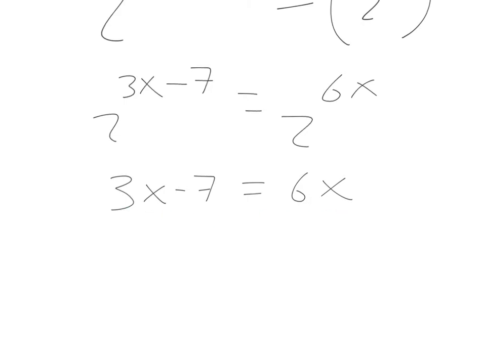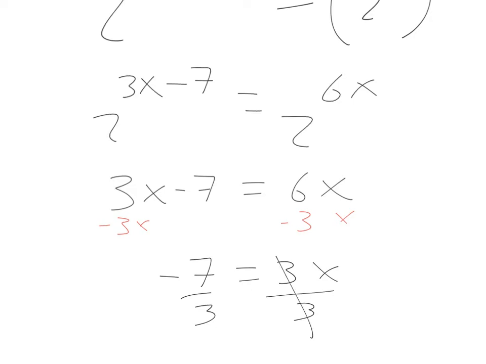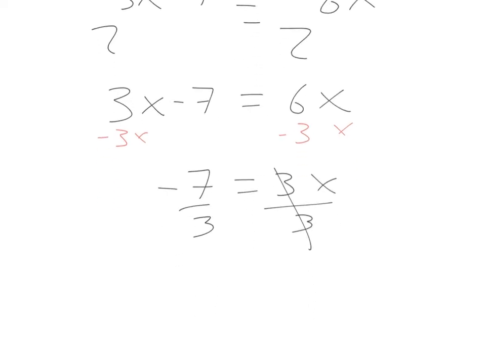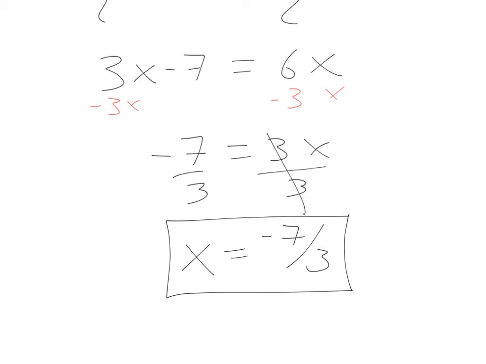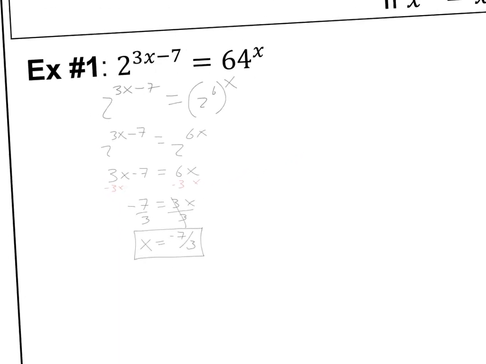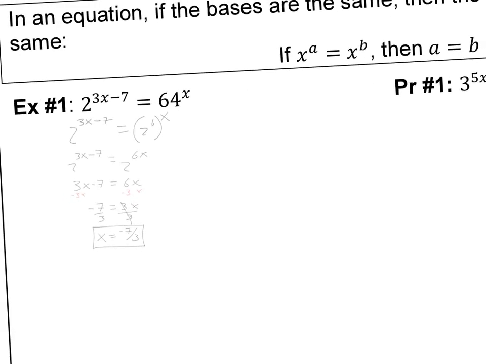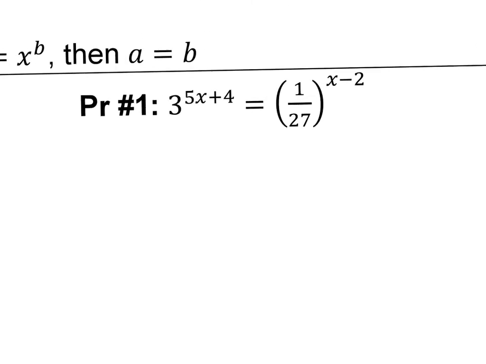I'm going to subtract 3x, and I'm going to get negative 7 equals 3x. Divide by 3, divide by 3. And it turns out that x equals negative 7/3. Now, it doesn't have to always be a nice, pretty integer. It could be an improper fraction like this, and that's fine. So x equals negative 7/3. Boom. We're done.